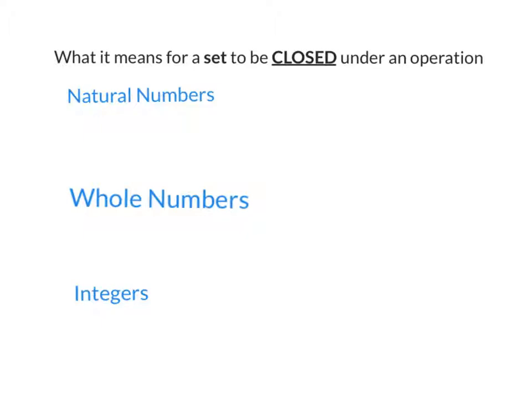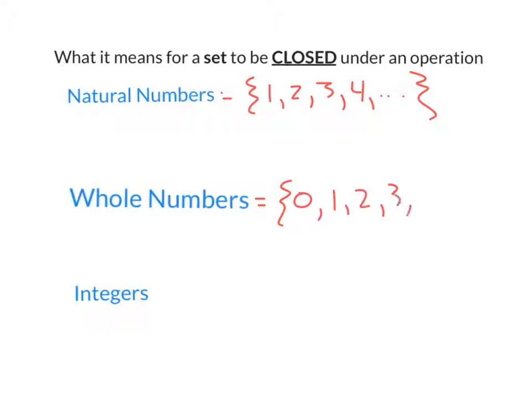Natural numbers are the ones you learned as a child. They started at 1, 2, 3, 4, and then on to infinity. Whole numbers are just like natural numbers, except you have a 0. And again, they go on to infinity. Integers are whole numbers that include the negatives of all the natural numbers. They go to infinity in both directions.